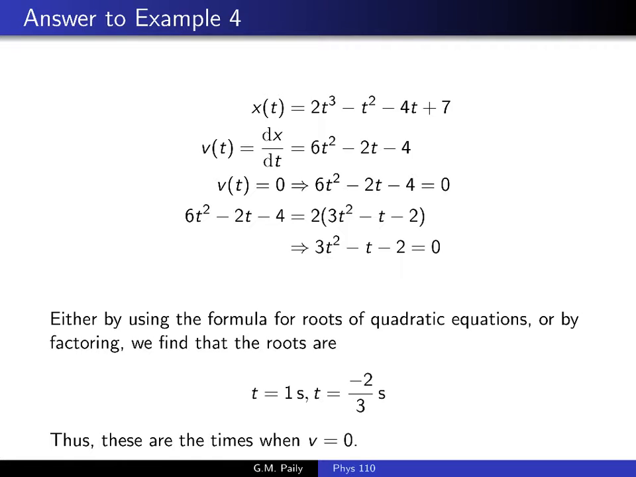We are asked for when the velocity is 0, and so we set this polynomial to 0. We notice that there's a common factor of 2, so we can pull that out. And so asking when this is 0 is the same as asking when this is 0. We can now use either the formula for the roots of a quadratic equation, or we can factor, and in either way, we find that the roots of the equation are t equals 1 second and t equals minus 2 over 3 seconds.